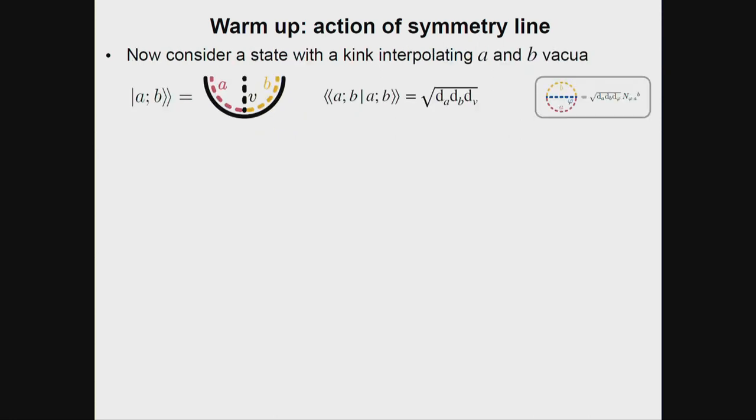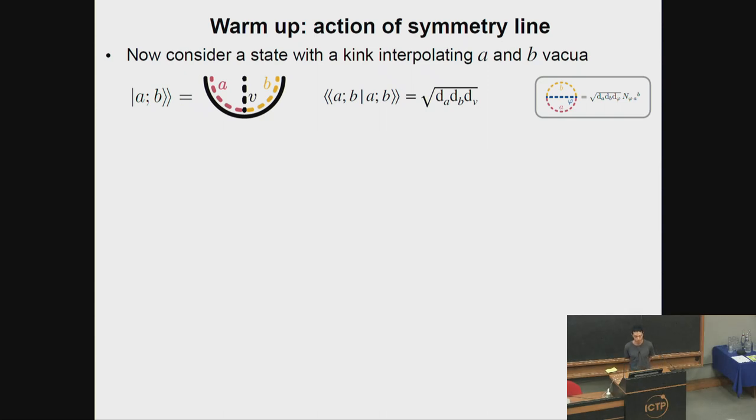Now let's consider instead a state with a kink in the middle interpolating between the A vacuum and the B vacuum. This is a pictorial, network notation of the state. Here V is the world line of the particle, which can be identified with the symmetry line, as I said earlier. Using this picture, by completing it into a circle, you can also compute the norm of this state. If you use the same formula, you get the square root of dA, dB, and dV. Here I'm focusing on a particular case where this fusion coefficient is one.